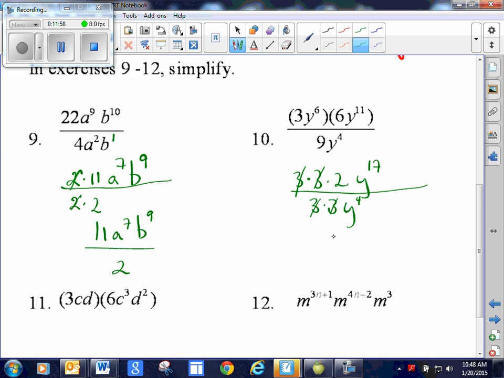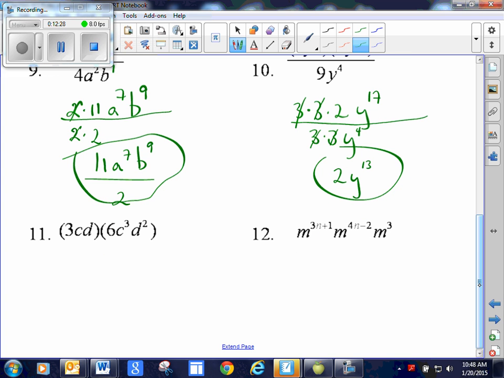And now I can still simplify further, because now I can use the quotient rule and say my numerator and my denominator have the same base. So I can subtract. 17 minus 4 is 13. And my answer becomes 2y to the 13th. You can either put it over 1, or you can just leave it, because we don't have to write 1 when it's the denominator. So that becomes the answer.